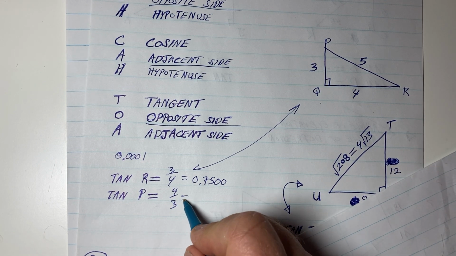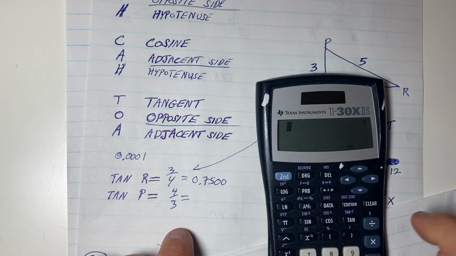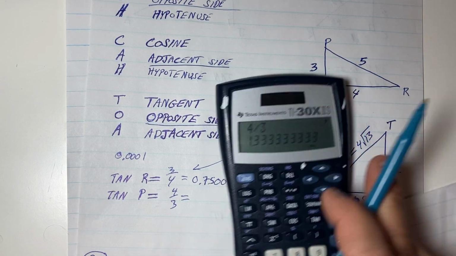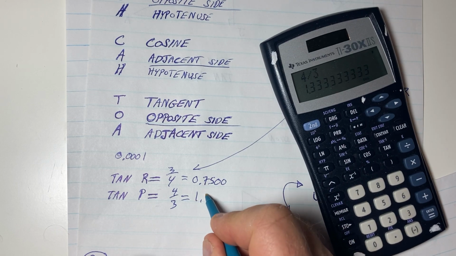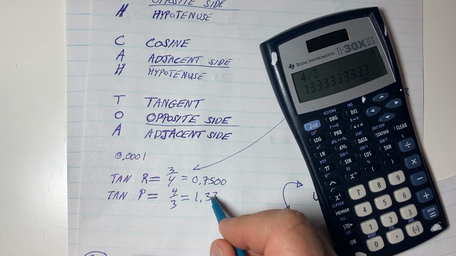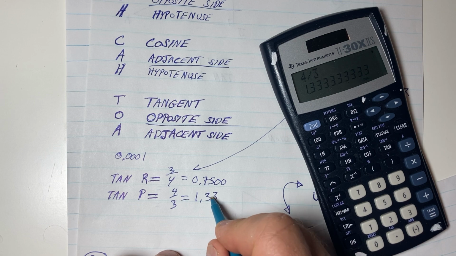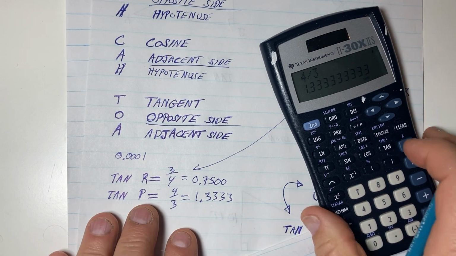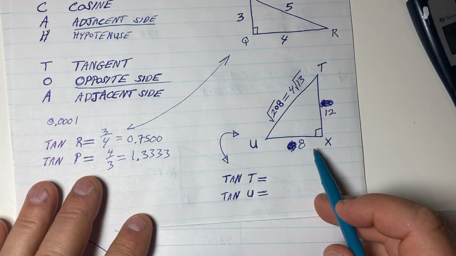That's as a fraction. As a decimal, 4 divided by 3 equals 1.33333. 1.3333, 4 places past the decimal. 1, 2, 3, 4. Done. Okay. What about this one?